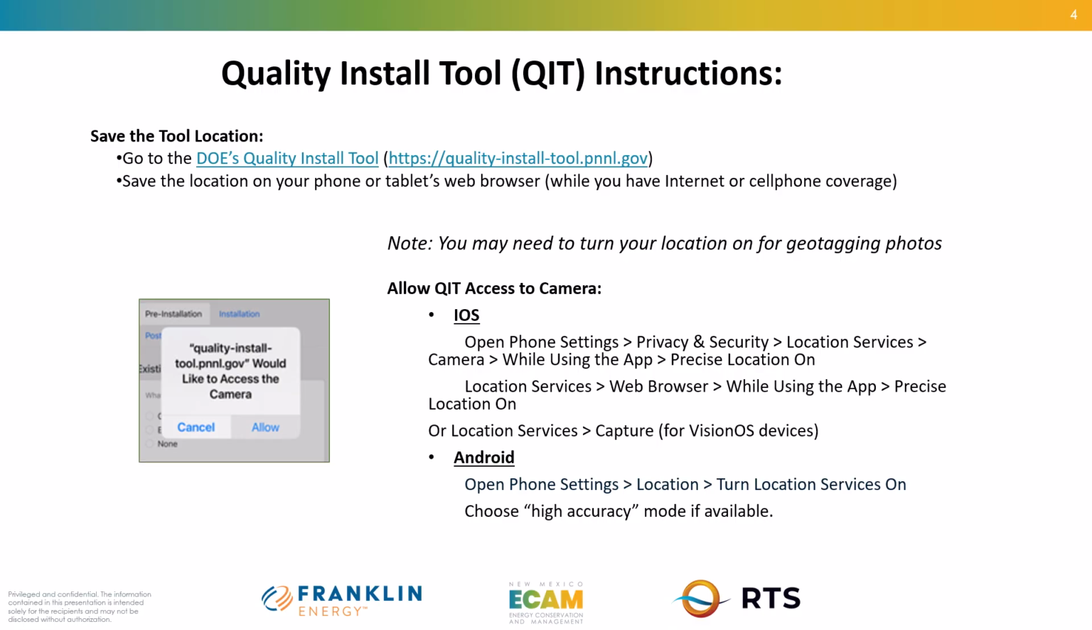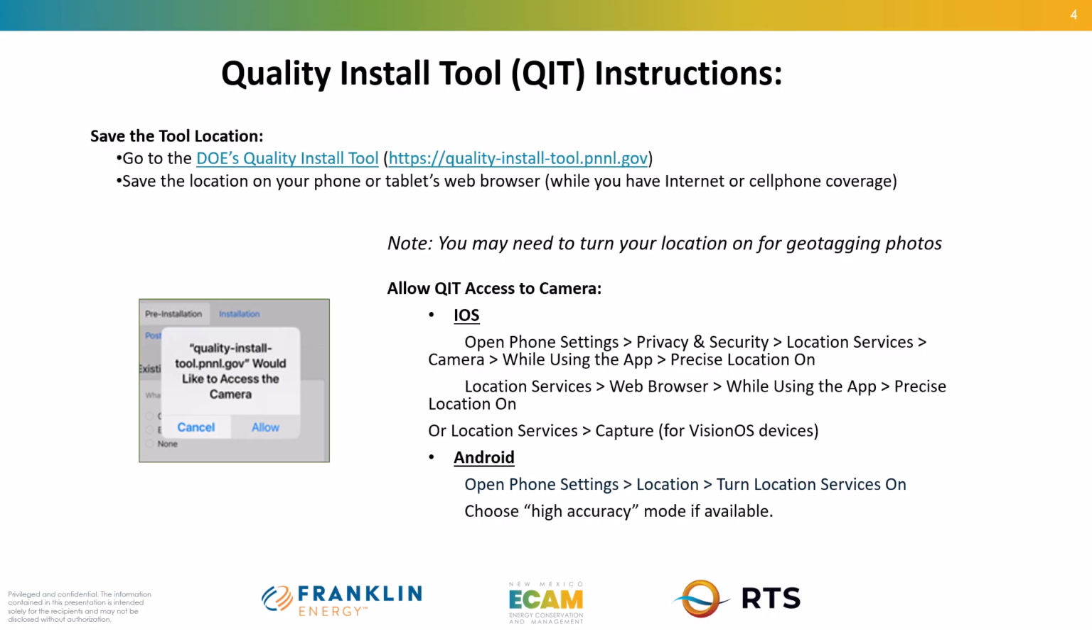To do this on an iOS phone, go to Phone Settings, select Privacy and Security, then select Location Services, and select Camera, Precise Location On while using the app. Next, select the web browser you will be using to access the QIT website, and select Precise Location On while using the app. For Vision OS devices, select Location Services.